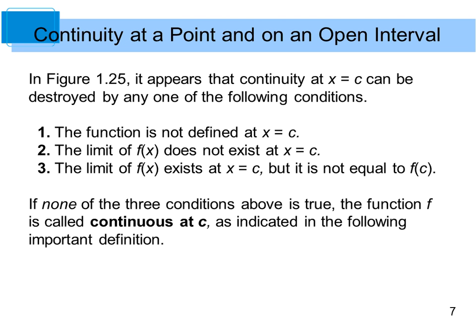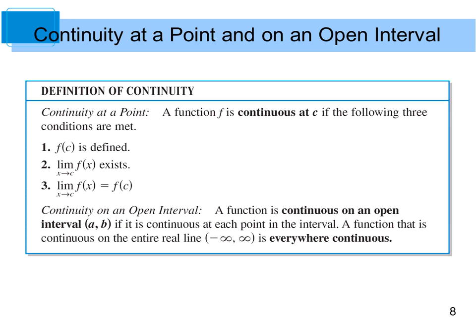So if any of these things are present, there's a discontinuity. If none of them are true, the graph is continuous everywhere on that open interval. It may not be continuous everywhere on the function, but just on that open interval, it's continuous at c.